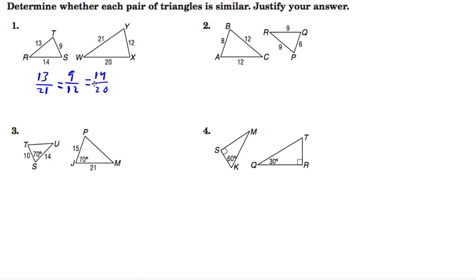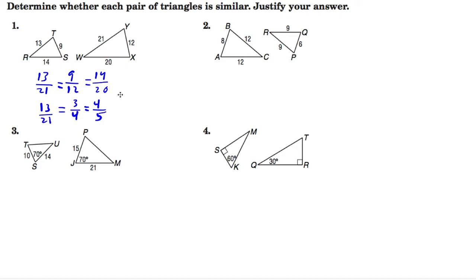Well, let's take a look at this. So 9 to 12, we can reduce that by a common factor of 3. So that becomes 3 to 4. 14 to 20, they both have a common factor of 2. So we can reduce that. So that becomes 7 to 10. And then this stays 13 over 21.